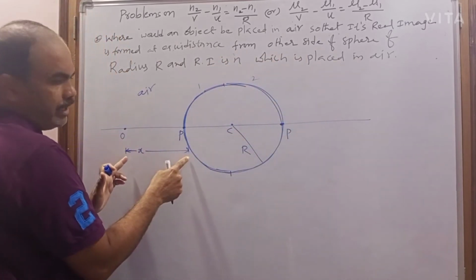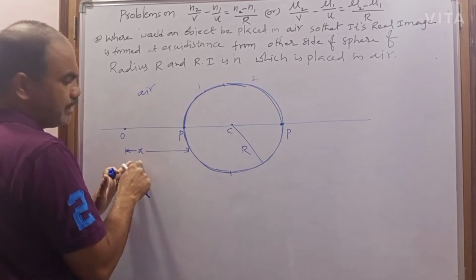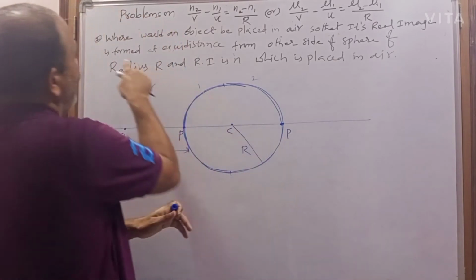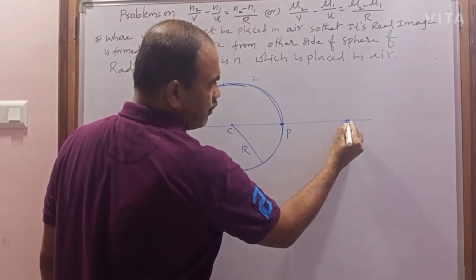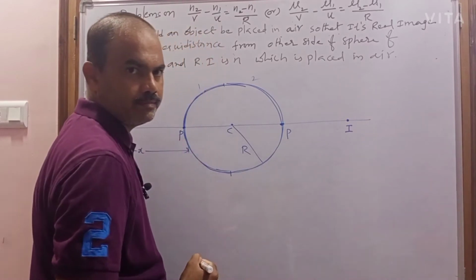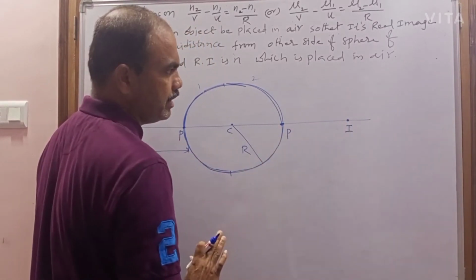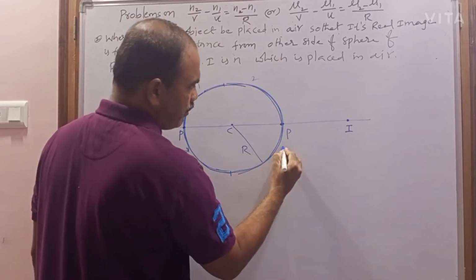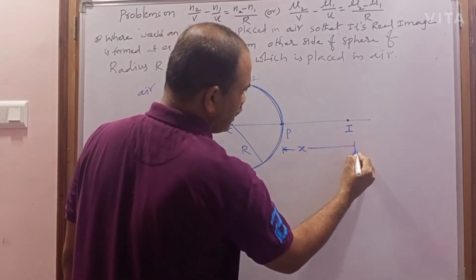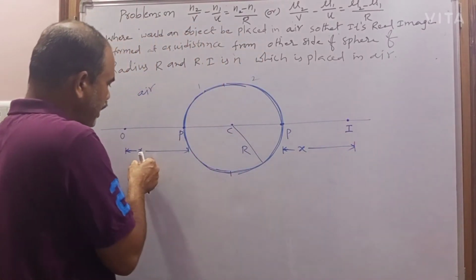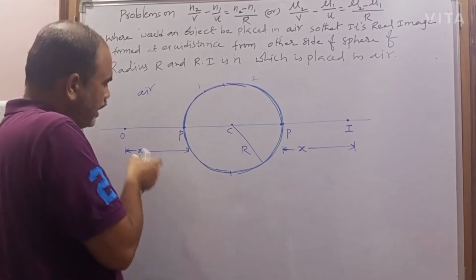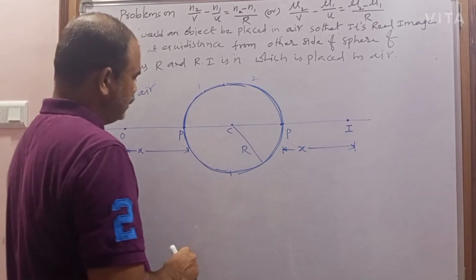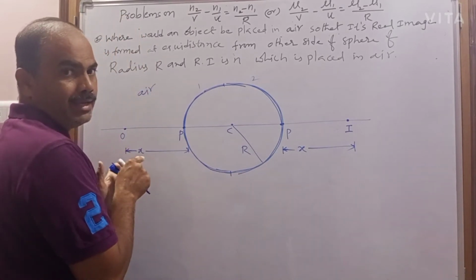So now this object is at how much distance from the sphere? X distance from the first side. Now the image is formed on the other side where? At equidistance, and the image is formed here. For example, this is a real image, and the refracted rays really intersect here. It is also formed at how much distance from the other side? X, and we have to calculate the x. If we calculate the object distance, then we get the image distance also.